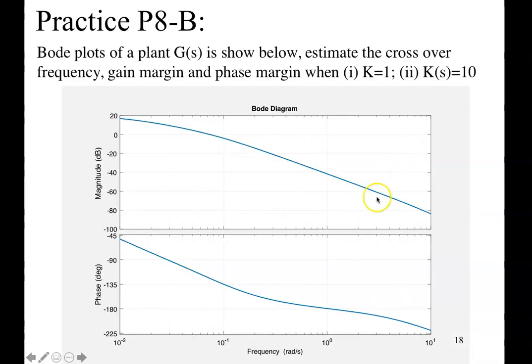Okay, so over here, what I'd like you to do is, this is the Bode plot of G(s). Okay, I'd like you to estimate the crossover frequency, gain margin, and phase margin when, in the first case, K equals 1, and in the second case, when K equals 10. Okay, and to see if we can work some sensible values out. Thank you.